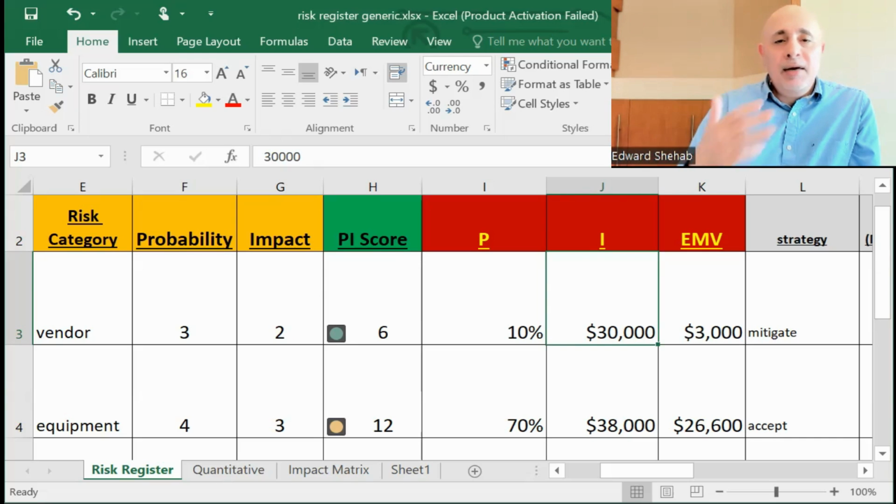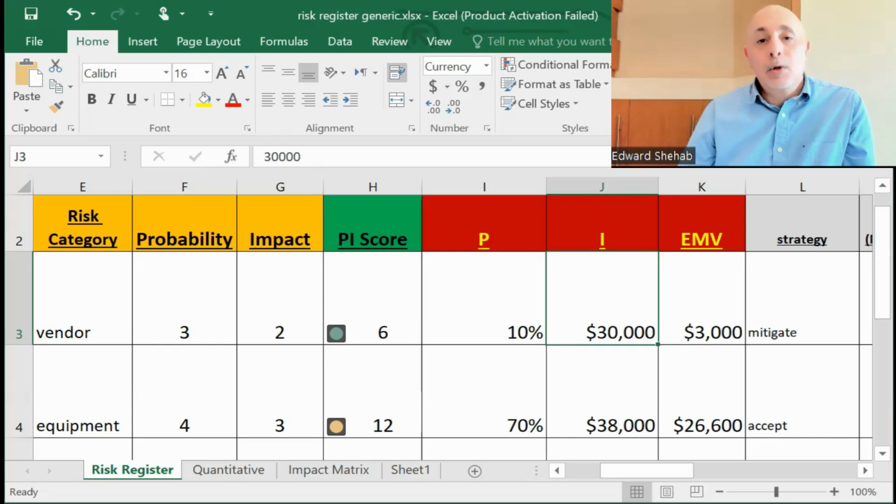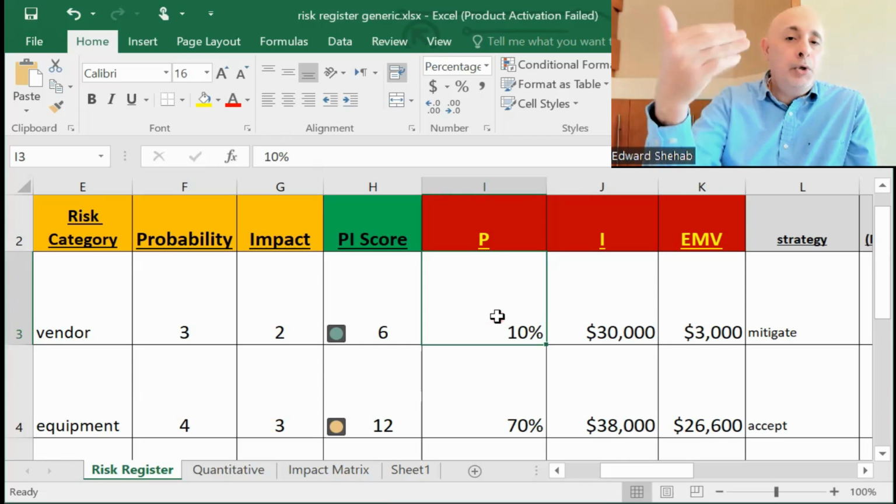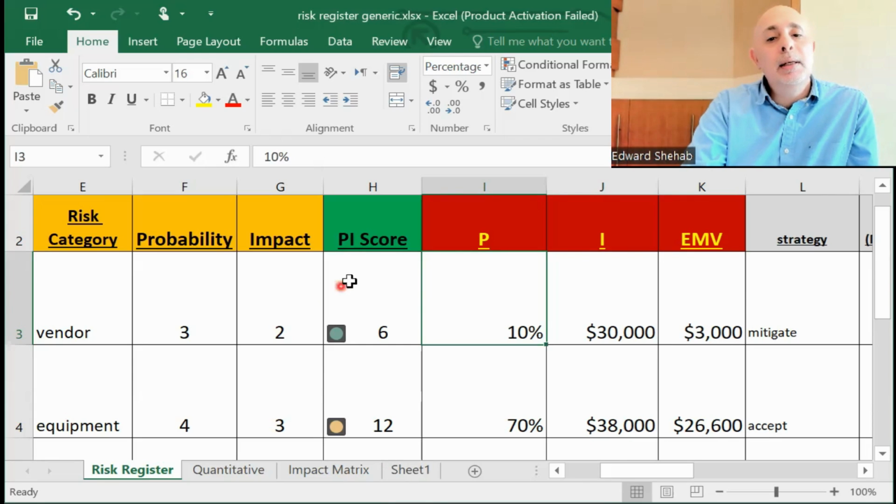This is how life insurance, auto insurance, medical insurance, this is how they work. Otherwise, if they want to account for everybody having a claim, same time, same month, same year, they're going to go broke, right? So they usually calculate this way. But I don't think you need to do this. You can simply work with the highest to lowest score in the PI score.